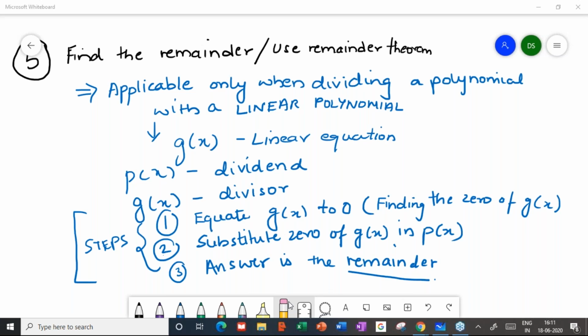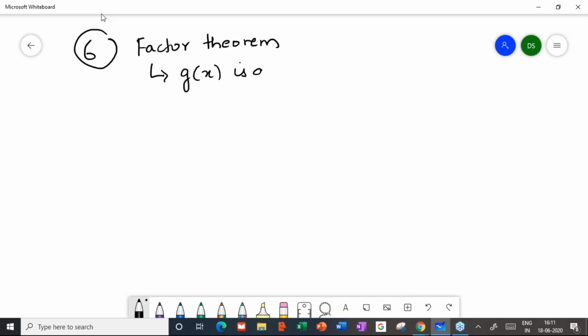Okay, so the next question is, what is it going to be? We'll take the factor theorem. Basically, in this, you need to show that g of x is a factor. How will you show g of x is a factor?